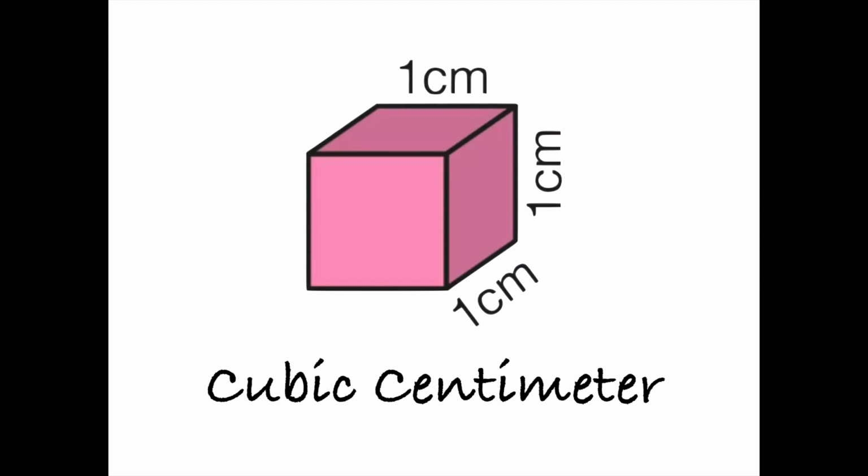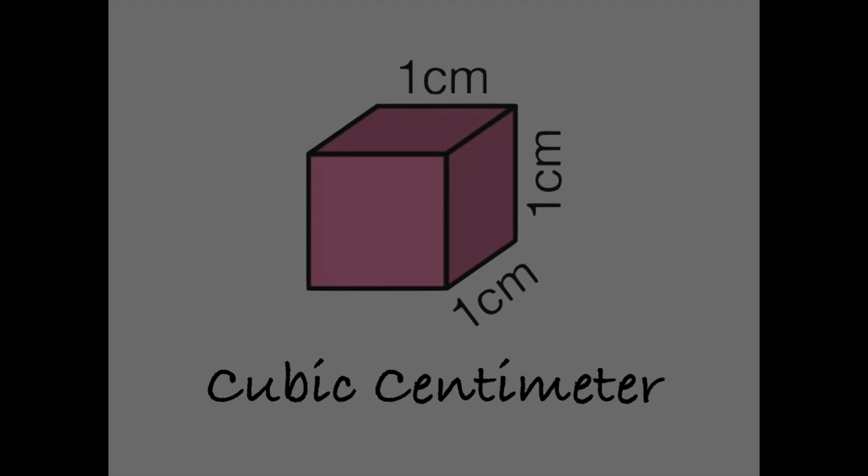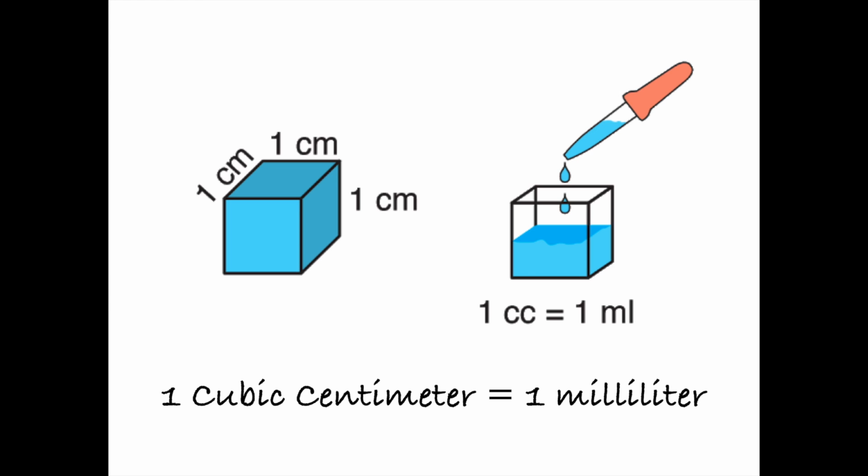This is a cubic centimeter. The cube, if it were a container, would hold 1 centimeter cubed of water. 1 centimeter cubed, or 1 cubic centimeter, has the same volume as 1 milliliter of water. Even if 1 milliliter of water were spread out in a teaspoon, for example, we can still say that it has a volume equivalent to 1 centimeter cubed.